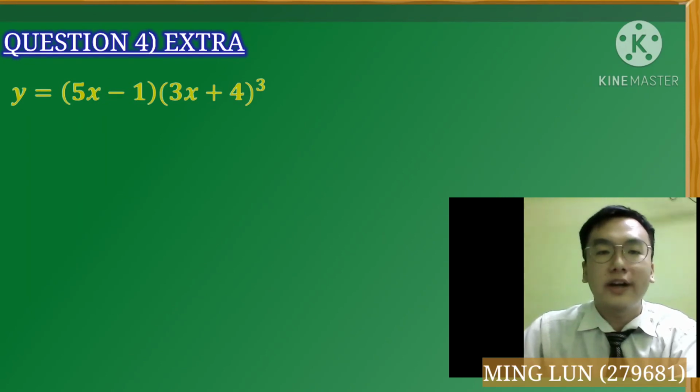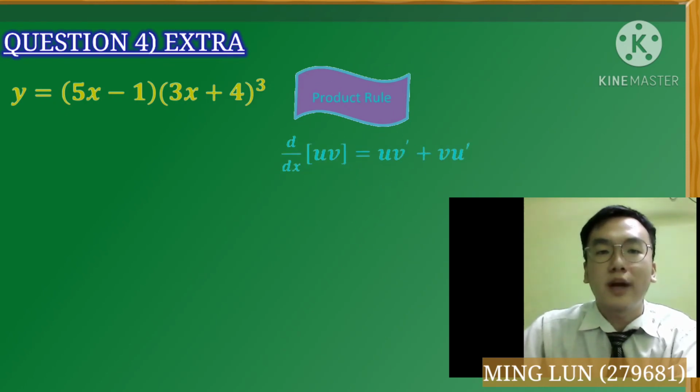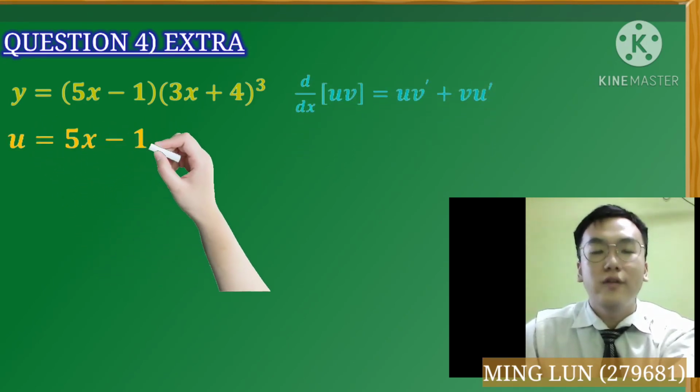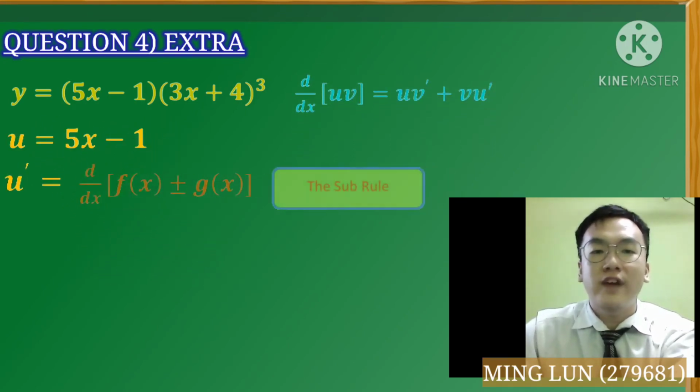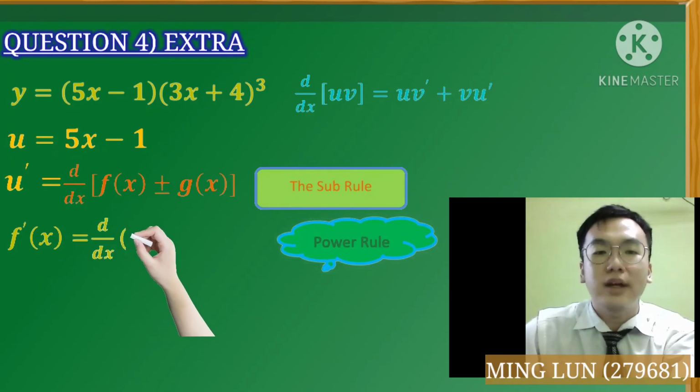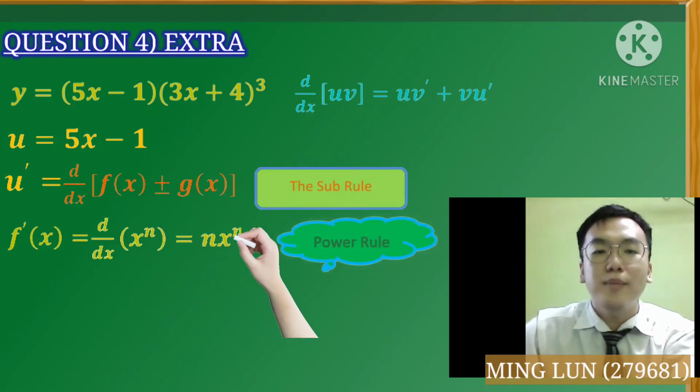Now I present the last question. y equals (5x minus 1) multiply (3x plus 4) cubed. We can use the product rule to solve it. The formula of the product rule is u multiply v prime plus v multiply u prime. u equals 5x minus 1. We can use the sum rule to find u prime. To find the derivative of x, we can use the power rule. The formula is n multiply x power n minus 1, where n refers to the power.